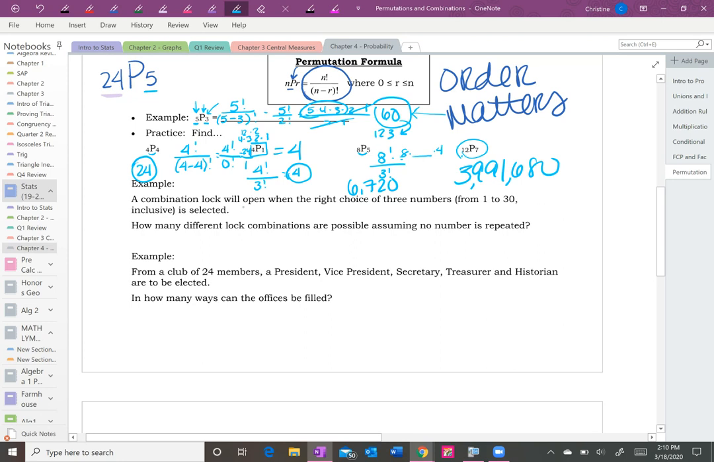So a combination lock will open with the right choice of 3 numbers, and the numbers are going from 1 to 30. So you have the numbers 1 to 30 to pick from, which means you have 30 numbers. You're going to choose 3 of them, and you're going to assume that no number is repeated. We're going to do repetitions in a little while. So I have 30 numbers. Order matters, so I'm going to use a permutation. 30 pick 3.